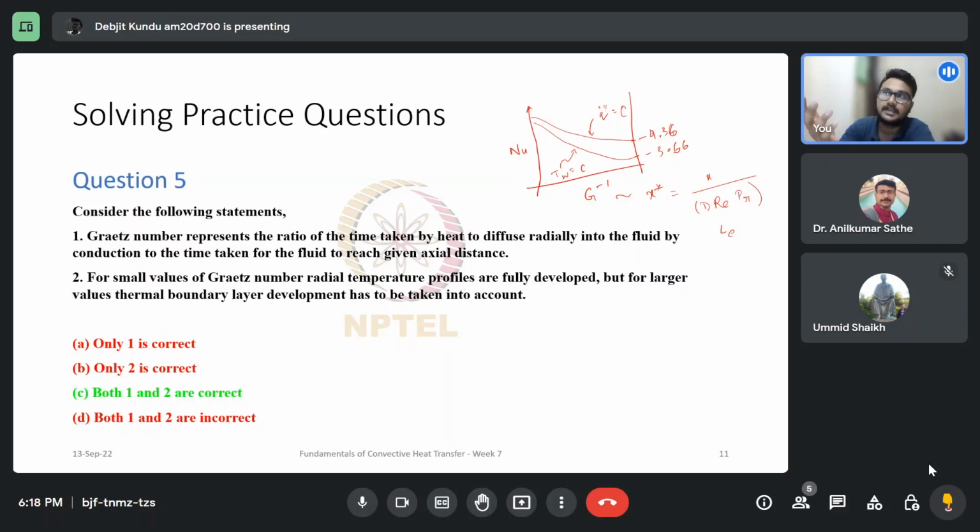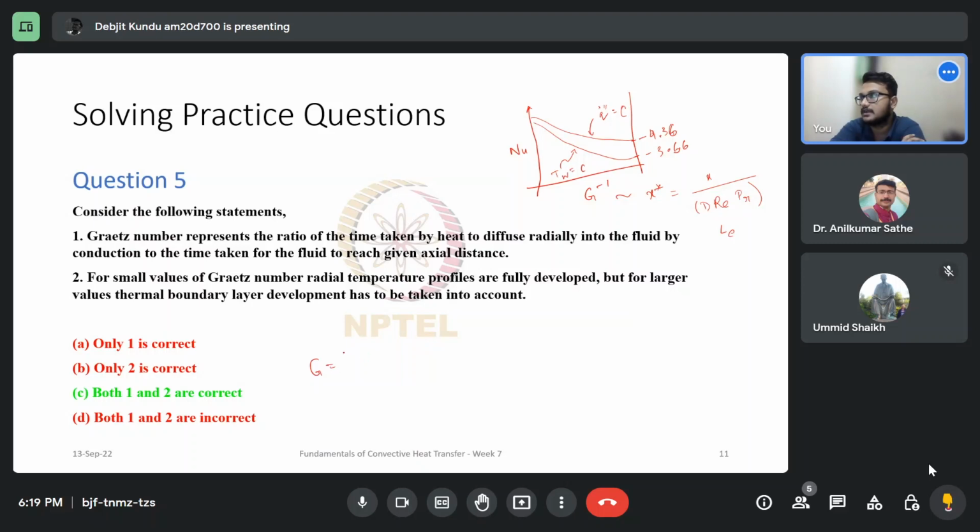So this being high, or this inverse Graetz number being high, means that the flow is getting more and more fully developed. That's why these values of Nusselt numbers approach a constant value asymptotically, and that constant value is that of both hydrodynamically and thermally fully developed flow. So that's the basic concept here. And if we come back to the individual statements, statement one says that Graetz number represents the ratio of time taken. That's also one way we can define Graetz number.